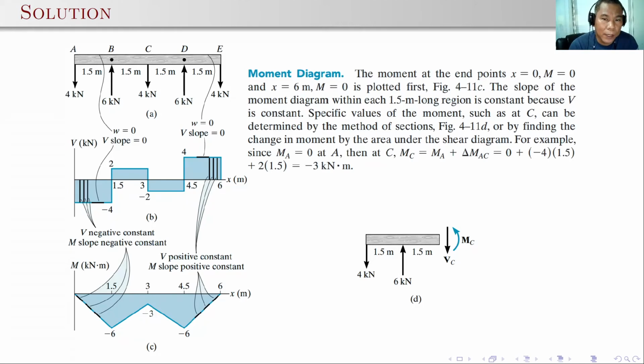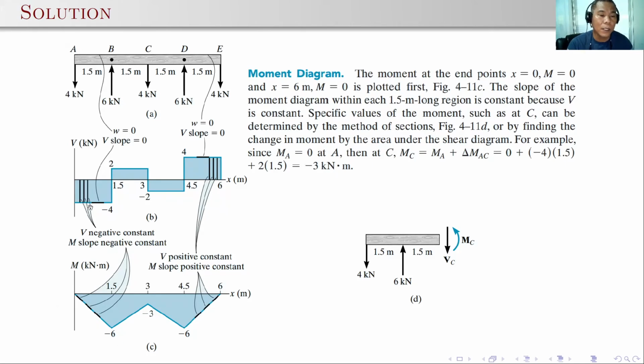Then after drawing the shear diagram, we can now draw the moment diagram. Again, the moment at the endpoint, x is equal to 0, should be drawn also. There is no moment here actually, so this is 0. And at the same time, at the end point, x is equal to 6 meters, the moment is also 0. Then after plotting those values of the moment, the slope of the moment diagram within its 1.5 meter long region is constant because the shear V is constant, so it should be linear.